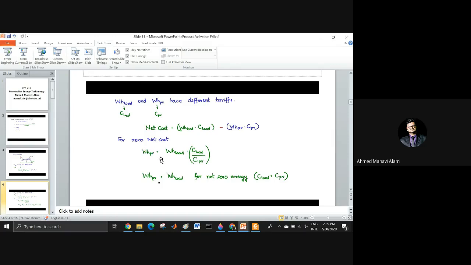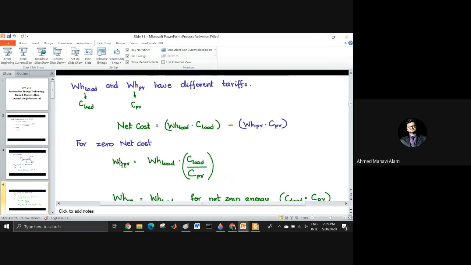This WH_PV is giving you an idea of how much power you have to generate at your rooftop in order to get the net zero cost.